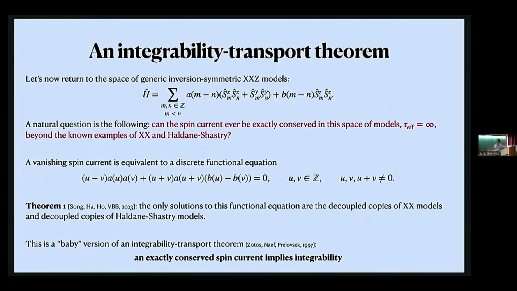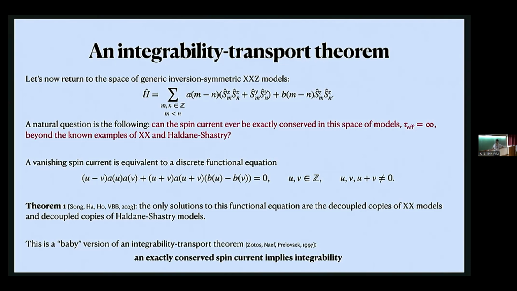And you can show that a vanishing spin current implies this discrete functional equation. And it took us a while, but eventually we were able to solve it with minimal assumptions. And you can show that the only solutions to this vanishing current rate of change condition are just decoupled copies of XX models or decoupled copies of Jordan-Shastry models. And the way the proof ends up telling you quite nicely all the different isomorphisms of XX and Jordan-Shastry that are allowed, but it's only those.